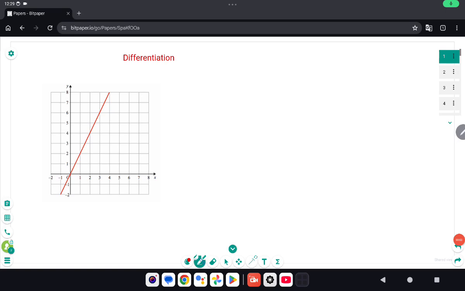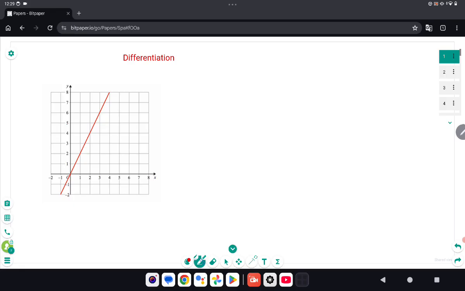In this recording, I am going to introduce the topic of differentiation. So, differentiation is all about gradients. Let's start with looking at gradients that you may already be familiar with.